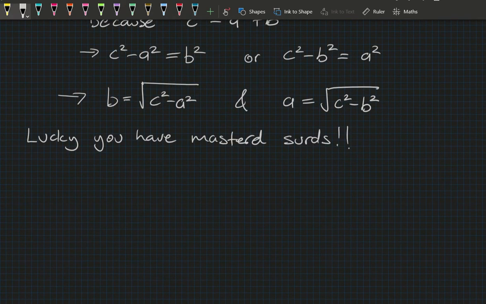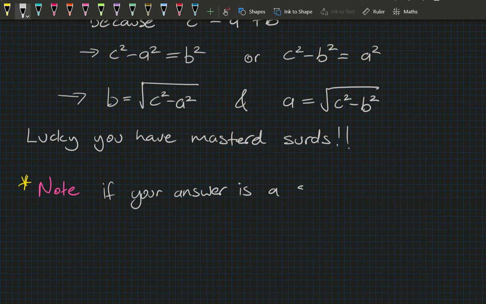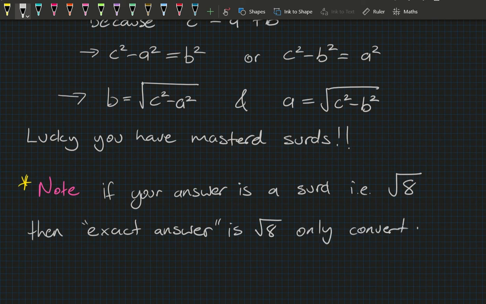And while we're on surds, just make note that if the answer is a surd, i.e. square root of 8, then the exact answer is square root of 8. Only convert it to a decimal expansion estimation if asked.